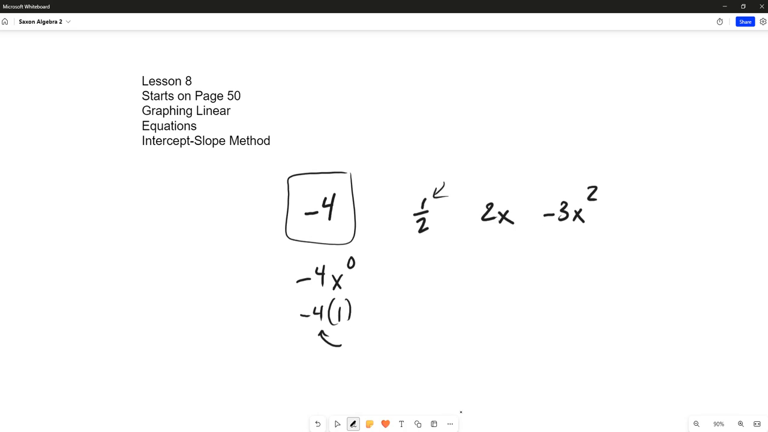Same with this 1/2. This x has a 1 as an exponent, so that's a whole number. So these are all polynomials. You can have a fraction or a decimal or a negative in the coefficient, but not in the exponent. The coefficient's fine to have that.